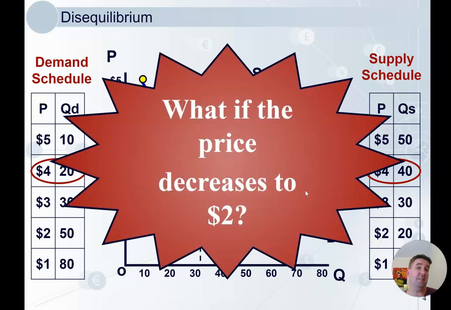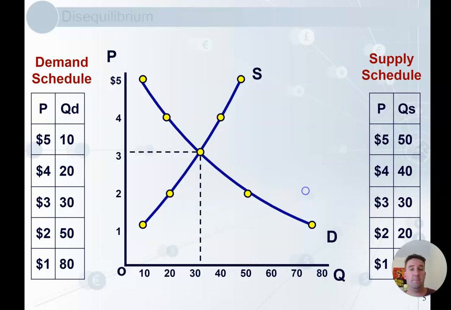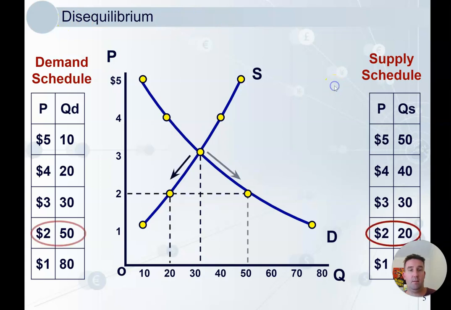Okay, or if the price decreases to $2, so below equilibrium, we'll see what happens there. Again, disequilibrium. Suppliers only want to supply 20 because they're not making much profit. They're going to put their time and effort into something that's a bit more profitable. Whereas consumers, they're happy. They want even more at this price, so they want 50. This is what we call a shortage.